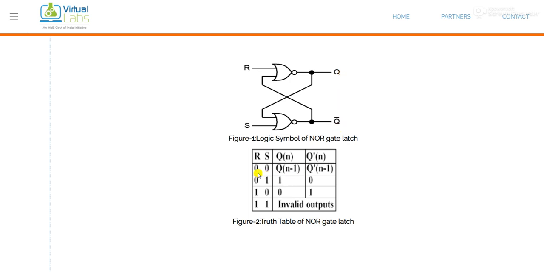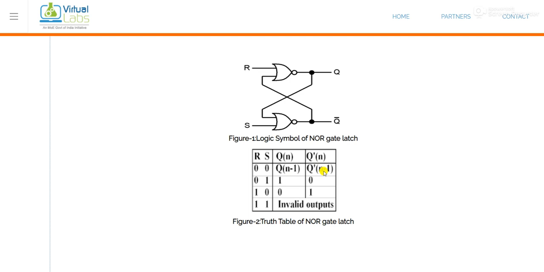So for R equal to 0, S equal to 0, your condition is Q n minus 1. Okay, so it is equal to the previous values. That's why we are writing here Q n minus 1. Similarly, for Q bar we are getting Q bar n minus 1.